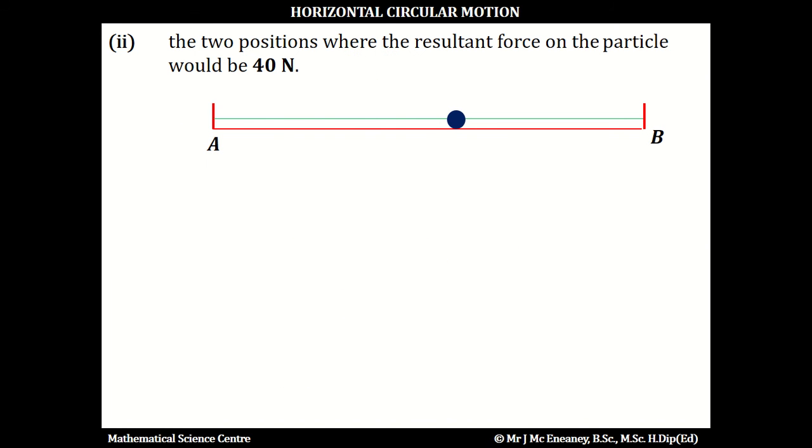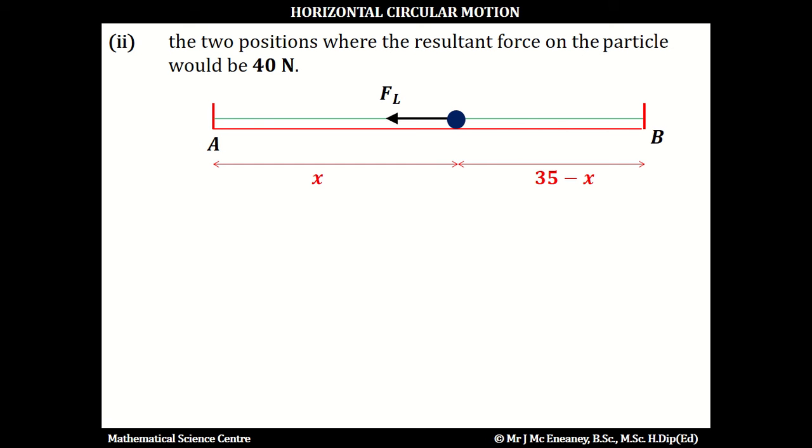Now if we want to find the two positions where the resultant force on the particle would be 40 newtons, this means that the particle could be placed such that the force to the right is 40 newtons bigger than the force to the left. Alternatively, it could be placed such that the force to the left is 40 newtons bigger than the force to the right. So first of all, if we want to find out one possible position, the distance from the left hand wall to the particle, let that be x, and that means then the remaining distance is 35 minus x.